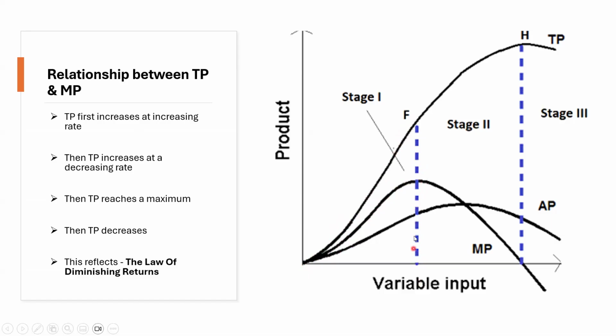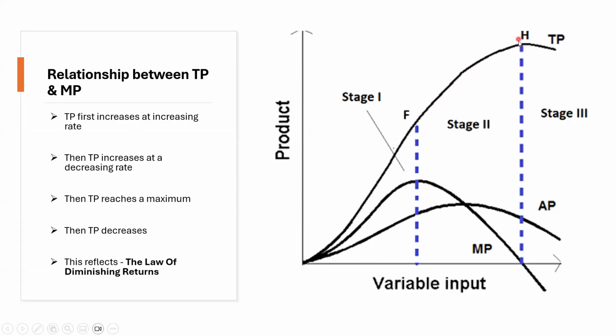Then when the marginal product reaches its maximum, your total product will then be steeper, right? And this is where your total product is now increasing at a decreasing rate, right? This is where we said your diminishing marginal returns will start, right? Your total product will keep on increasing at a decreasing rate until it reaches its maximum.